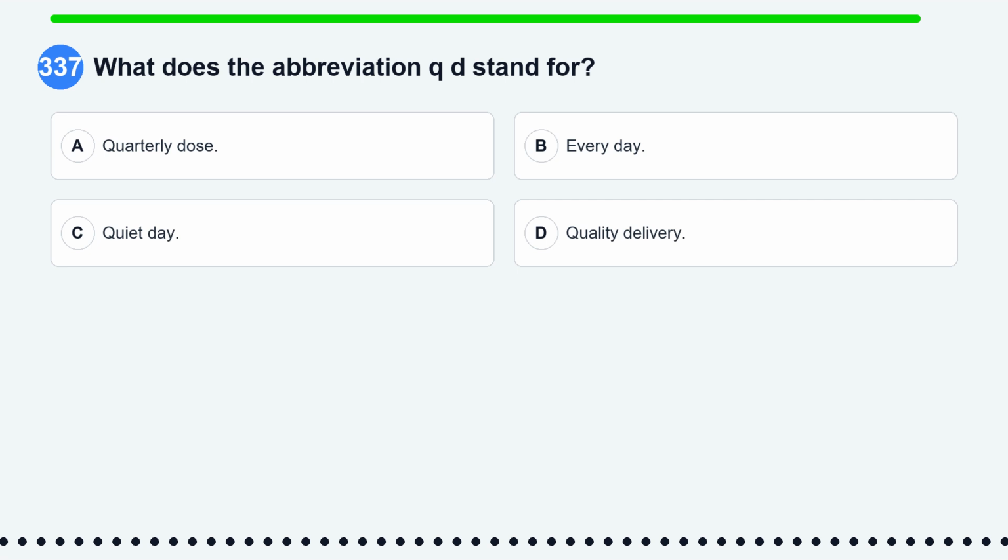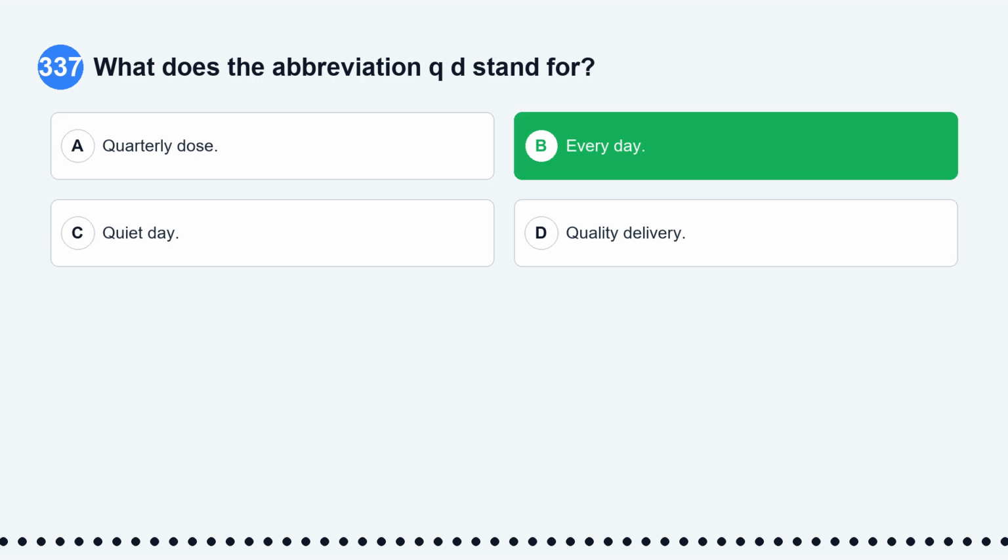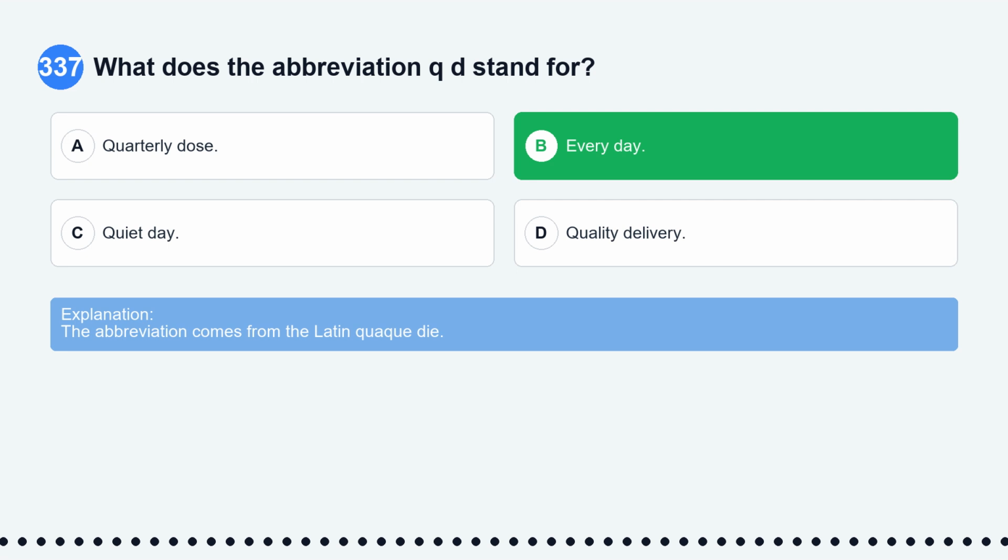Question 337. What does the abbreviation QD stand for? Option A, quarterly dose. Option B, every day. Option C, quiet day. Option D, quality delivery. The correct answer is option B, every day. The abbreviation comes from the Latin quaque die.